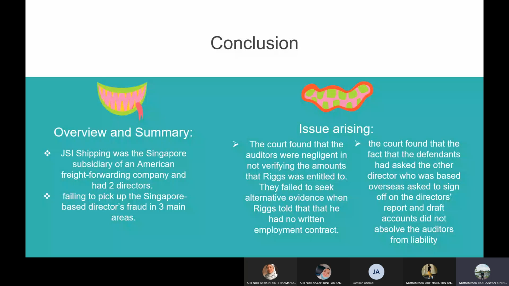So the court found that the auditors were negligent in not verifying the amount that he was entitled to. They failed to seek alternative evidence when Wicks said that he had no written employment contract. Furthermore, the court found that the fact that the defendants had asked the other director, who was based overseas, to sign off on the directors' report and draft accounts did not absolve the auditors from liability, as they had not made it clear to the overseas director the importance of verifying the correctness of what he had signed. On the facts, the court therefore found that the auditors were liable for the loss.